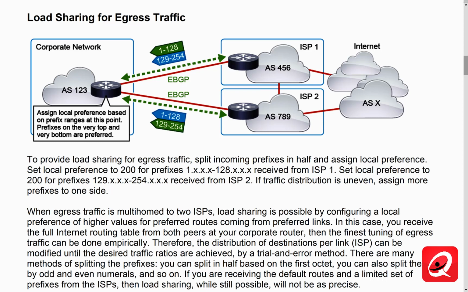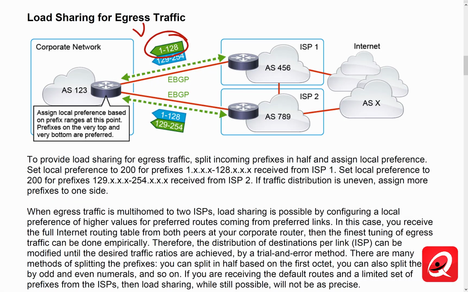But knowing that prefixes A, B, and C on ISP1, in this case 1 to 128, we want to make sure that is the preferred path, that top link to ISP1 for those prefixes. So as those prefixes are being advertised into my domain, I'm going to apply attributes to those prefixes that would make them more preferred over the prefixes that are being learned from ISP2.